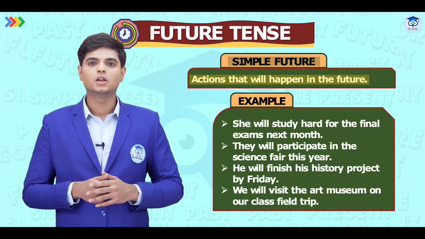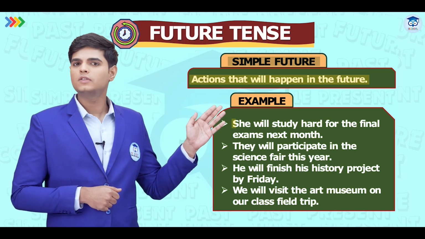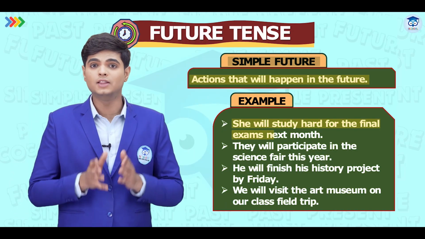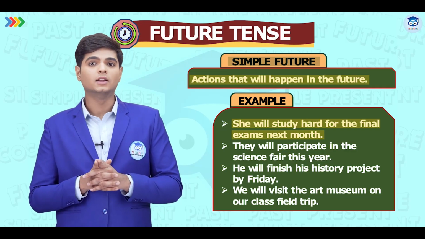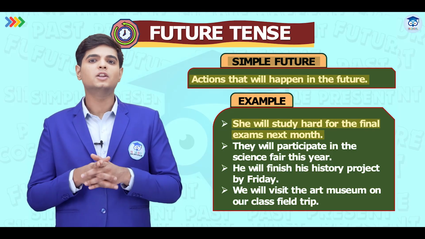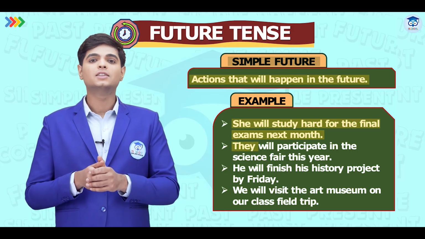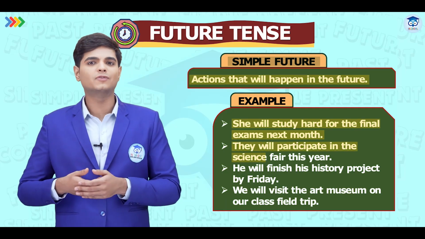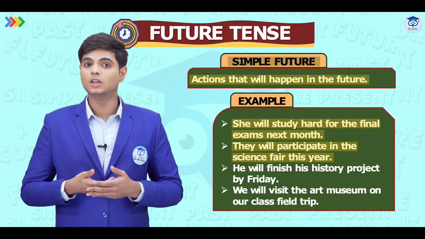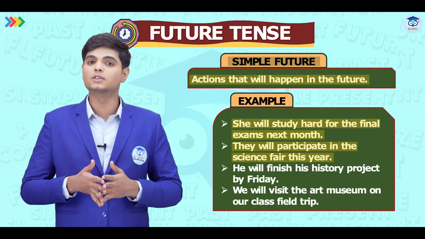Here's how it works. Take this sentence. She will study hard for the final exams next month. That's a plan. It hasn't started yet, but it's going to happen. Then there's, they will participate in the science fair this year. Again, the action is expected in the coming months.